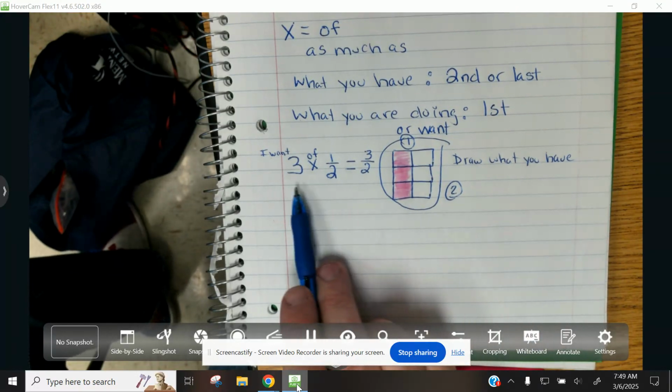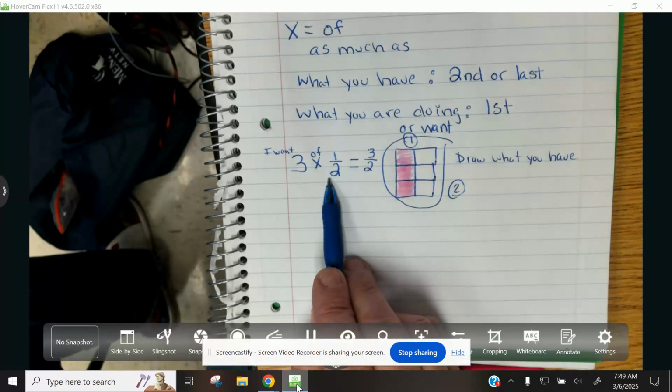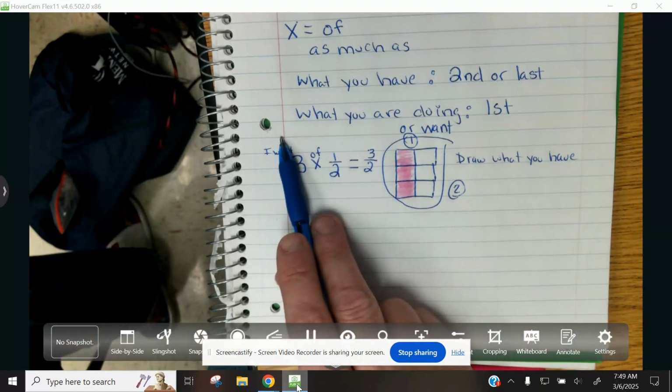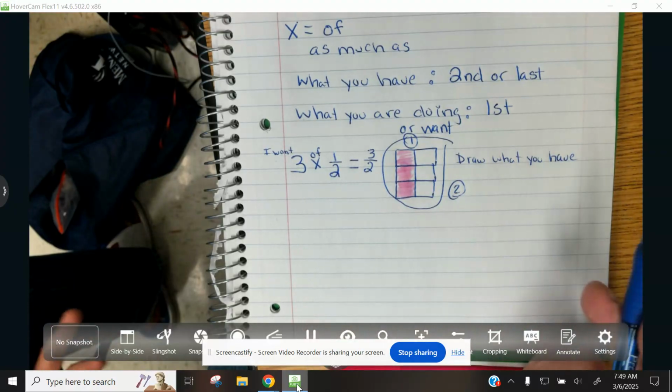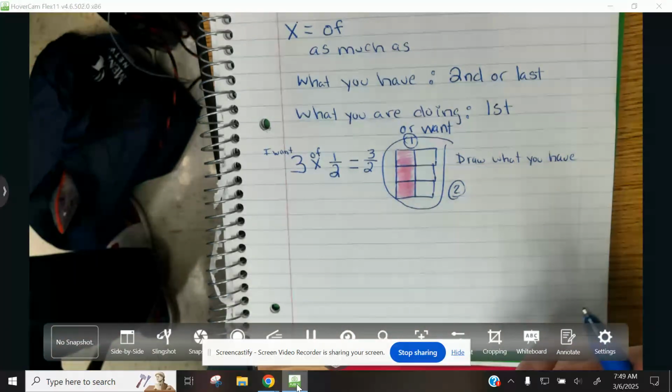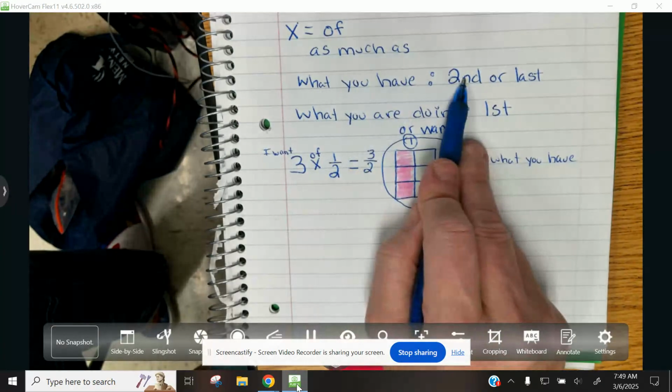So again, what does it say? Let's start again. I want 3 of the 1/2 donuts. I want 3 of the 1/2 brownies. I want 3 of the 1/2 chocolate cake. I want 3 of the 1/2 candy bars. Whatever you want to think about. Okay. So what do I have? What you have goes last.